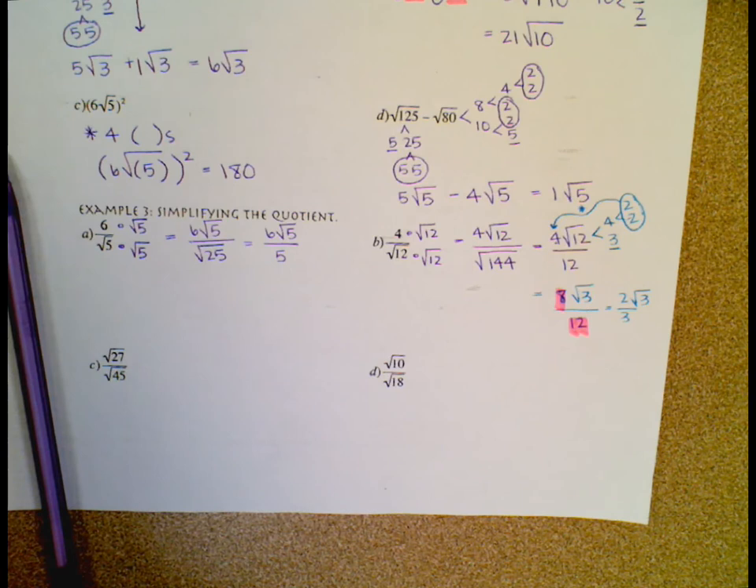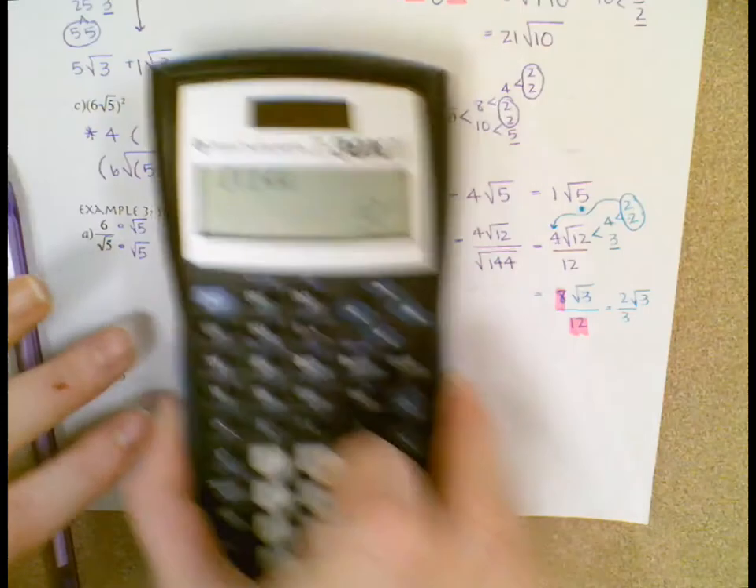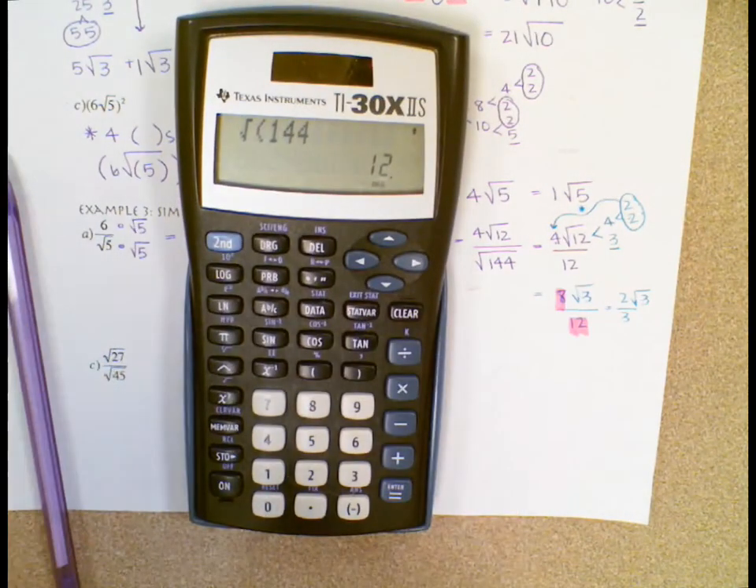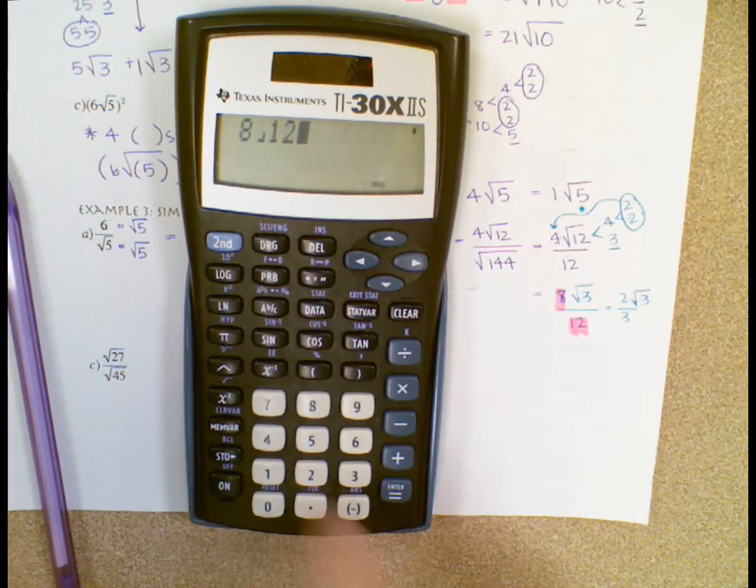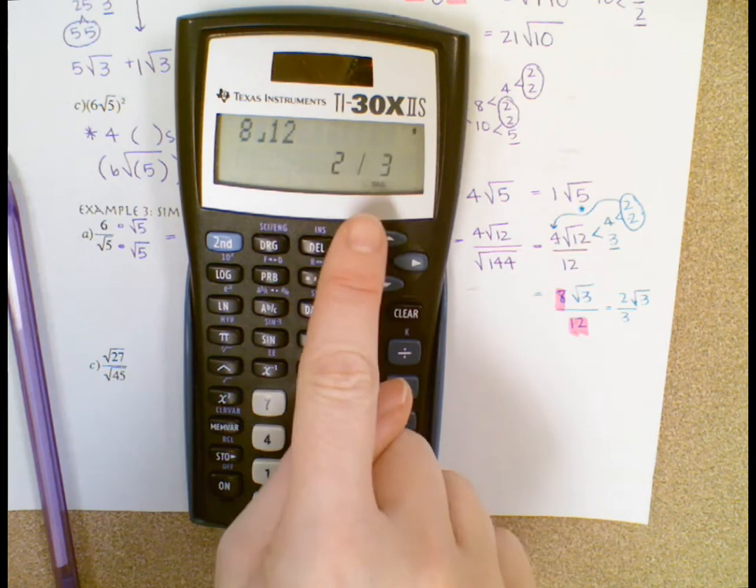That's all I did. Now, let's say you wanted to use your calculator on that. You know you have a button for that, right? 8, and then you would hit this ABC, 12. And it will tell you what it reduces to. Look, 2/3.